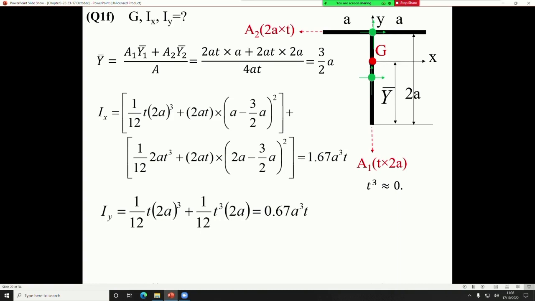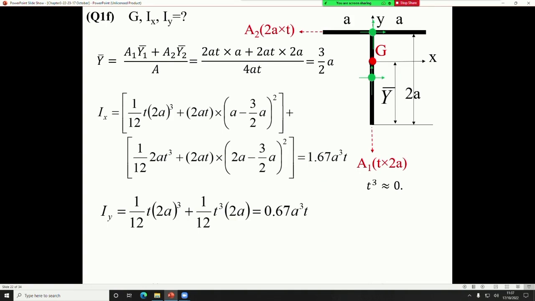Yes, please. Why is y bar not 2a plus t over 2? No, because we are looking at this distance, the perpendicular distance between these two. So what is this distance? Doesn't matter the order.